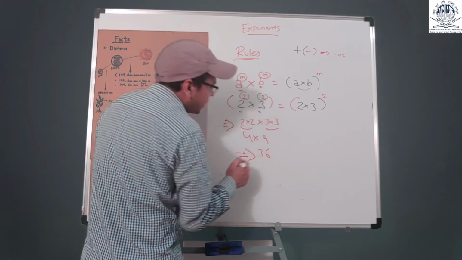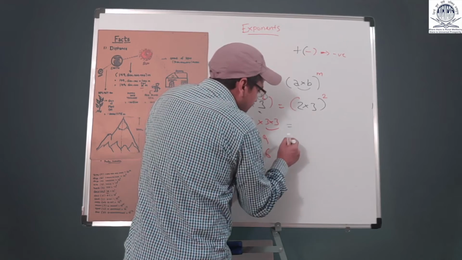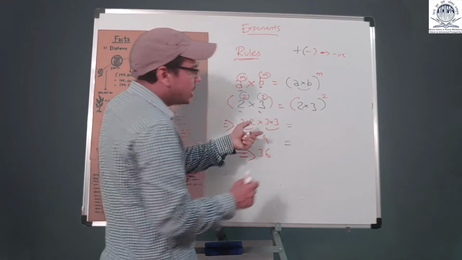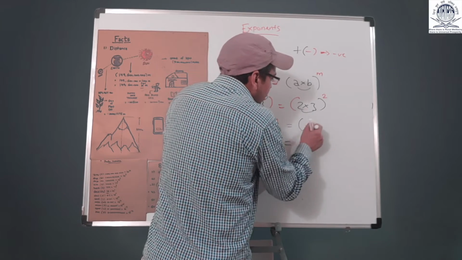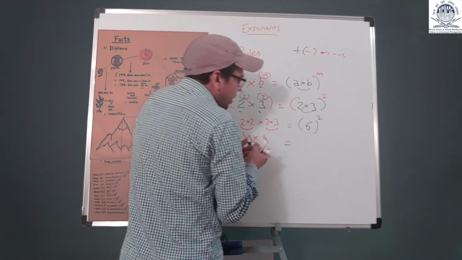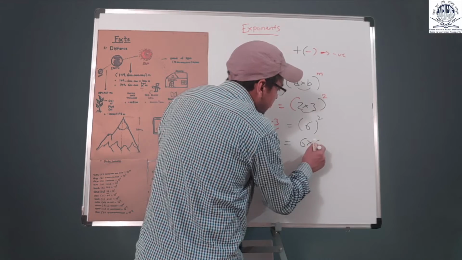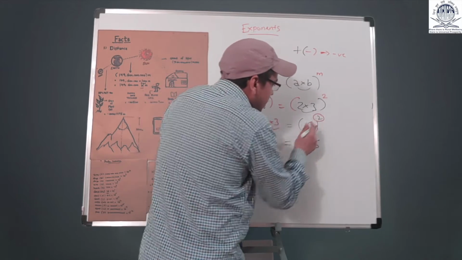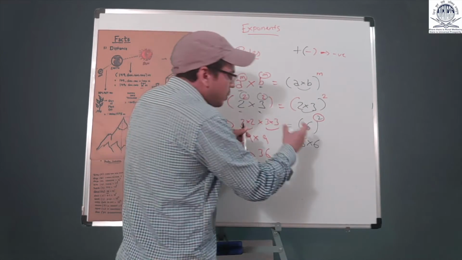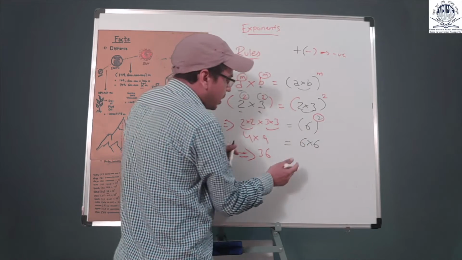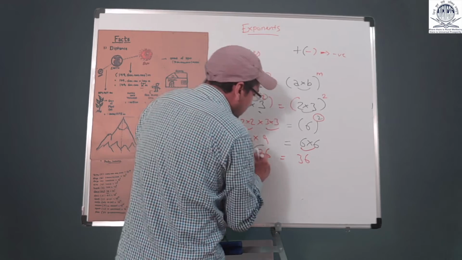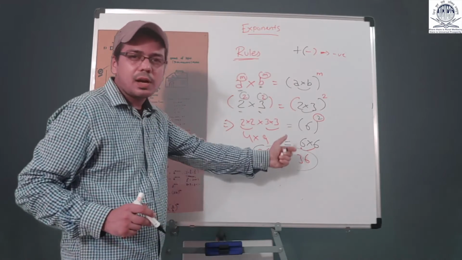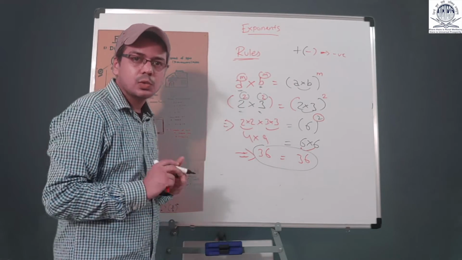So if I apply this, and if I try to balance it with the equality, I'm getting 2 times 3, 6, and this is 6 raised to 2, and this would be 6 times 6, because the exponent is saying that we need to keep it twice and then multiply, and 6 times 6 is 36. And guess what? Both left hand side and RHS are equal, so hence this rule is verified.